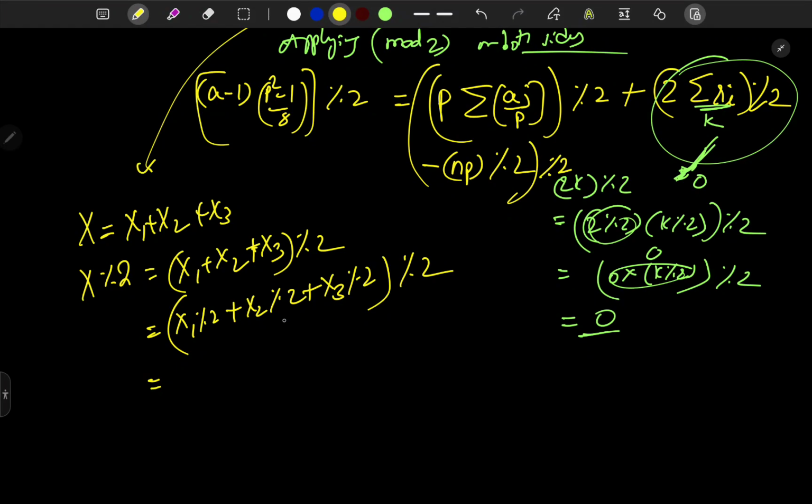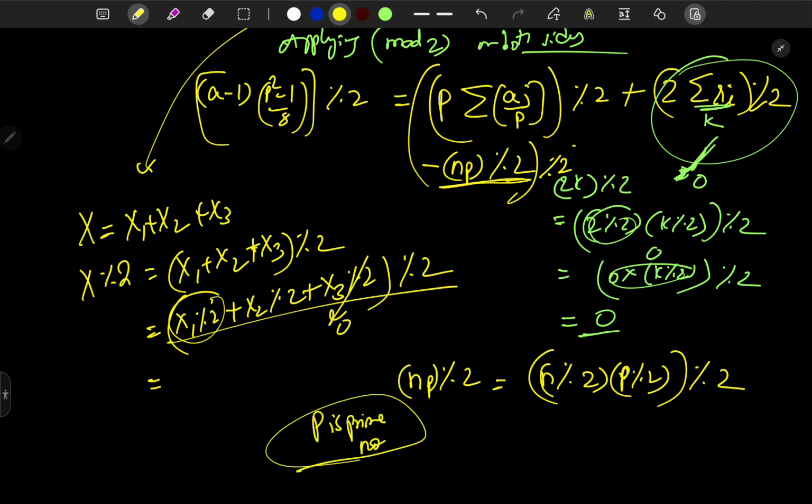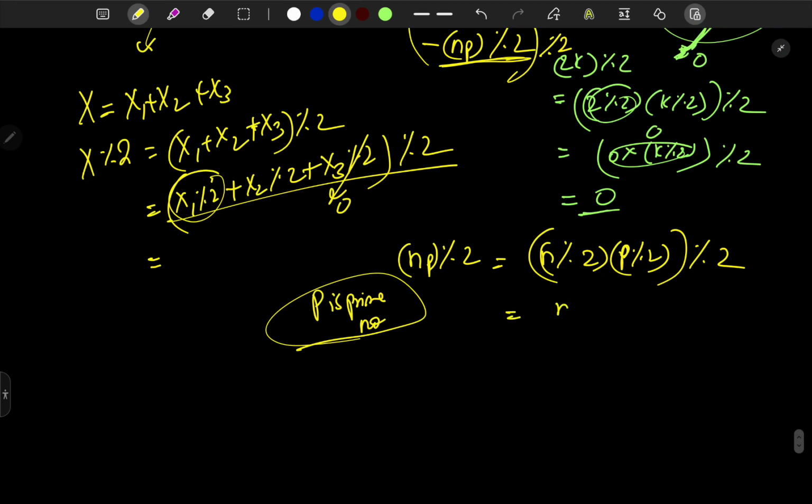And after that, what is happening? That's what I have written like this. So this becomes 0 here, and this is as it is, let it be. And what will this value become, tell me? np mod 2. So np mod 2 is equal to ((n mod 2) into (p mod 2)) whole mod 2. What is p mod 2? p is a prime number. So p mod 2 is how much?